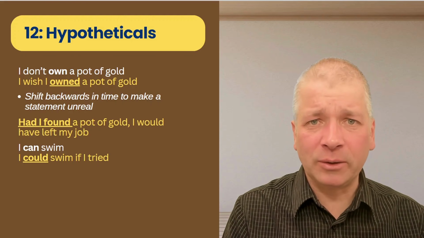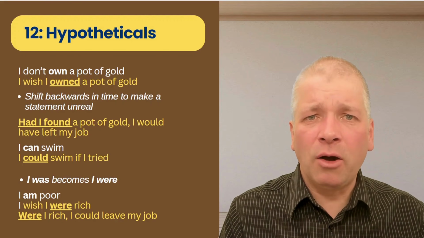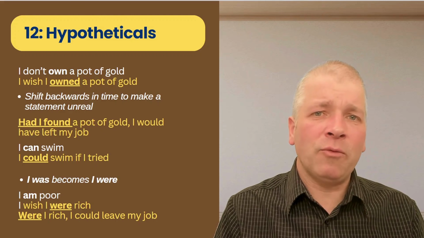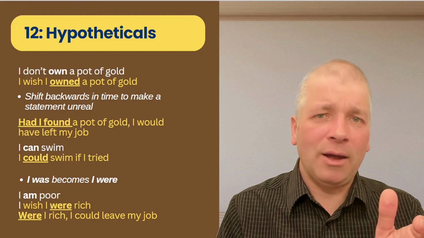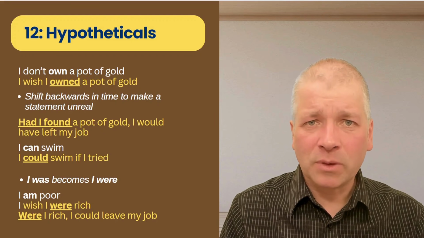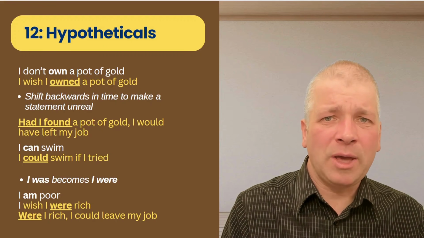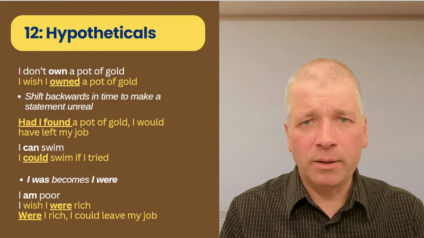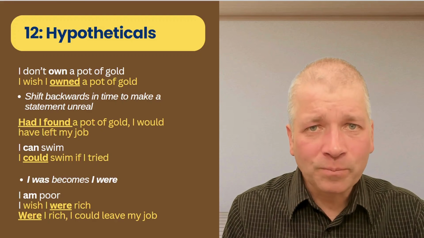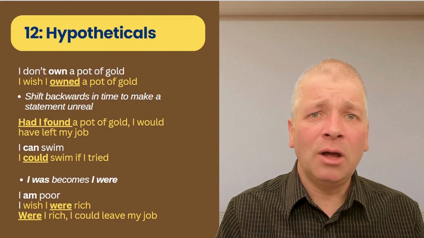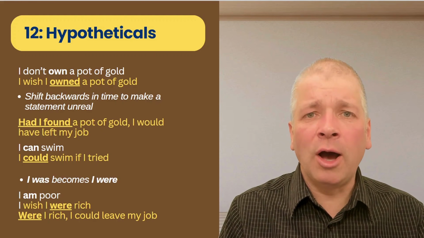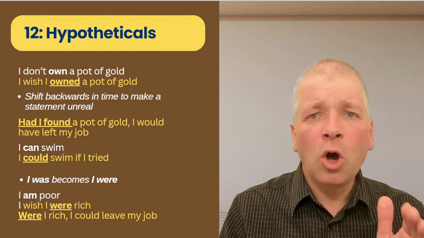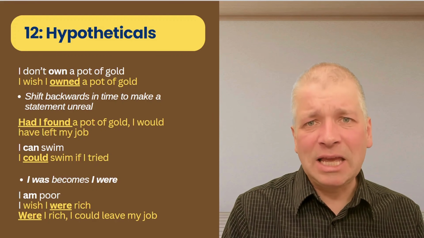It's hypothetical. Other changes are to typical verb rules for "I" with the verb to be. "I was", for example, can become "I were". So I am poor. If we make this hypothetical, I could say, I wish I were rich. Or were I rich, I could leave my job.